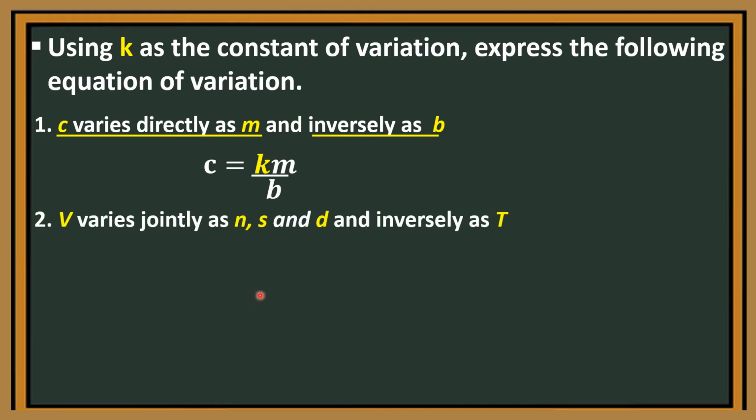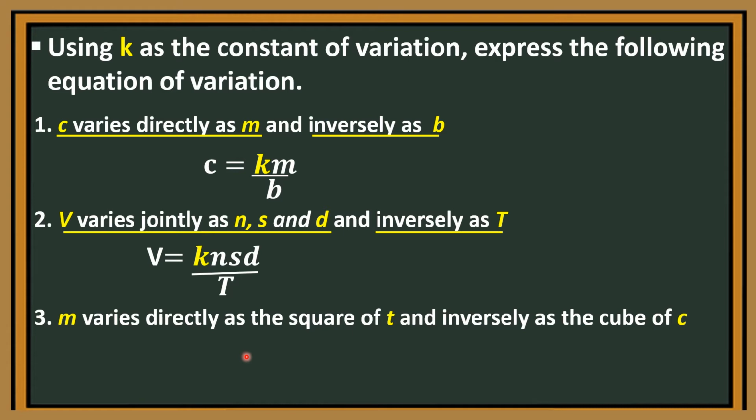Let's go to number 2. V varies jointly as N, S, and D, and inversely as T. Varies jointly and inversely are the keywords. Let us translate first. V varies jointly as N, S, and D. In equation, that is V is equal to K times N times S times D, where K is constant. Since we have here inversely as T, that is over T.